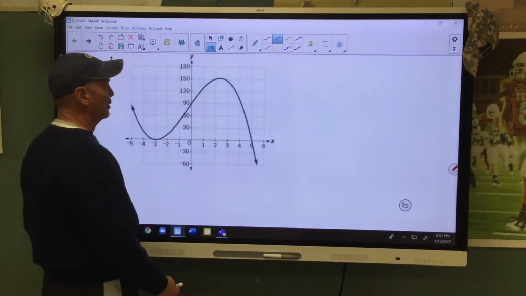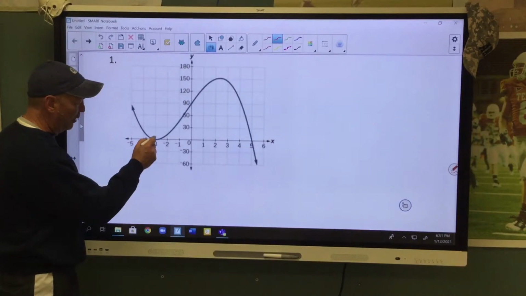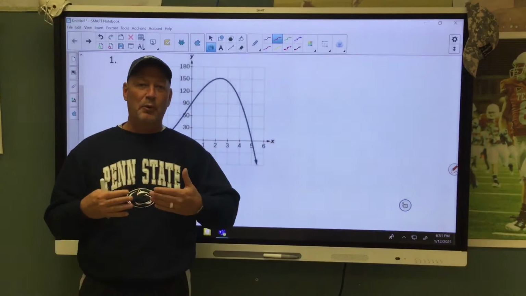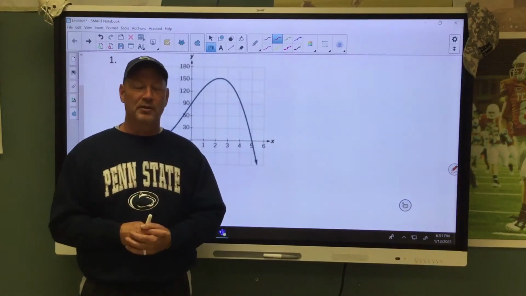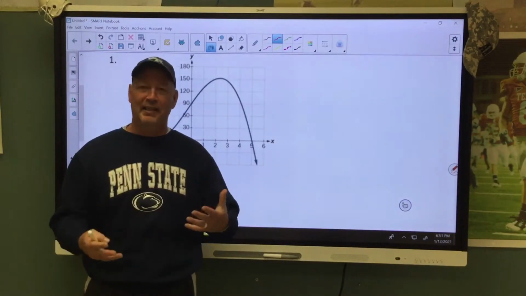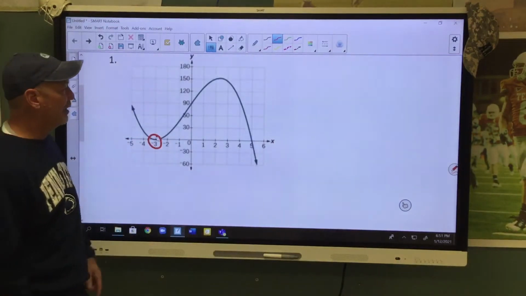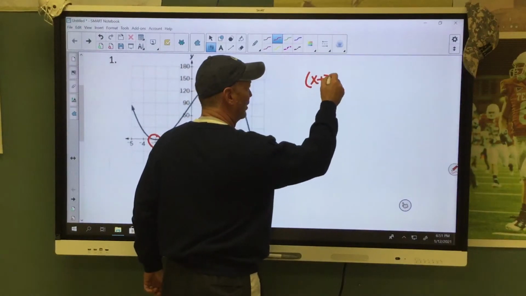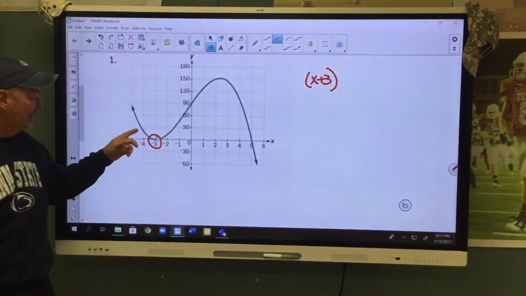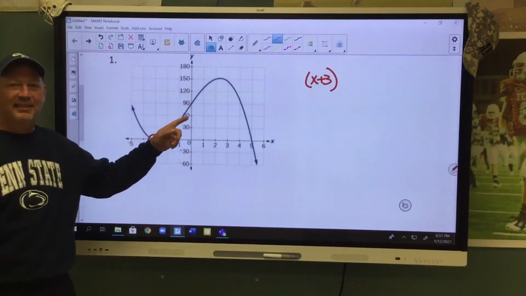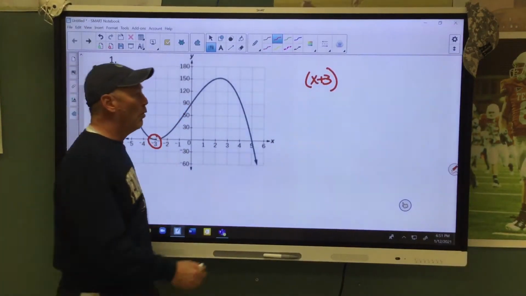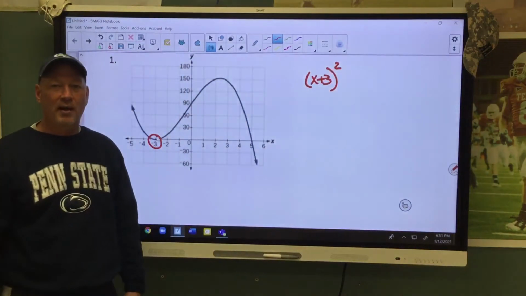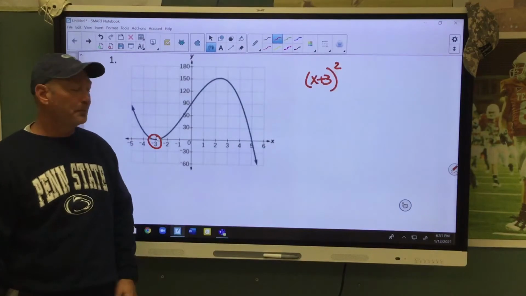Well, we're going to look at our roots, okay? We're going to have a root here at -3. And we have to ask ourselves, how do we put that root back into a parentheses? We put it back into the parentheses by taking the opposite. So in this case, this -3 came from x plus 3. But see how this bounces off the x-axis? This is an M2, or this is going to get us a squared, okay? An exponent of 2.